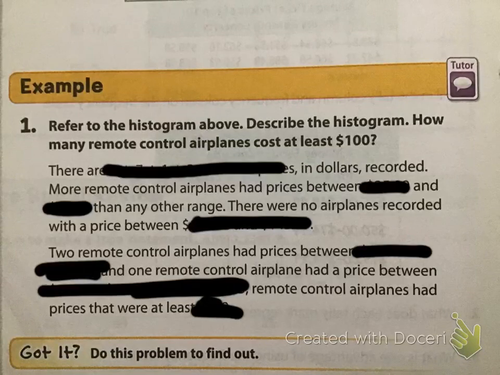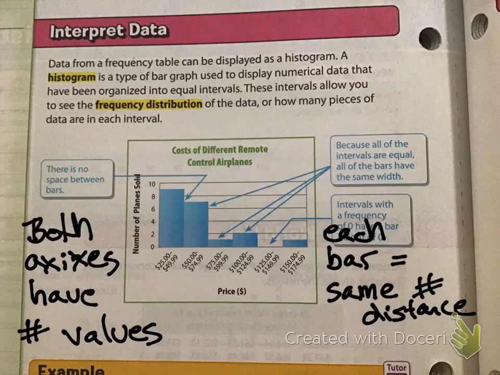Describe the histogram. How many remote-controlled airplanes cost at least $100? So first, I want to describe the histogram, okay? So I'm going to ask all of you. If we're looking at this, I'm going to count.